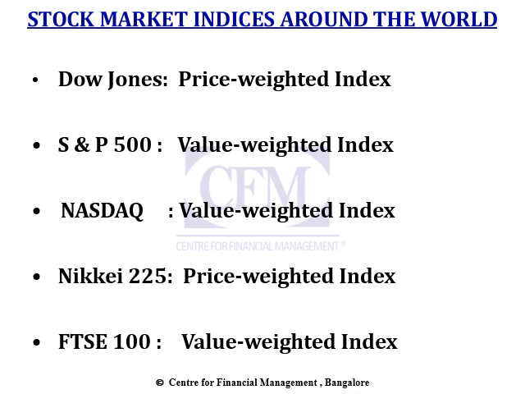The most popular stock market indices around the world are Dow Jones. This is a price weighted index based on 30 stocks. S&P 500. This is a value weighted index. Nasdaq. This is a value weighted index. Nikkei 225. This is a price weighted index. FTSE 100. This is a value weighted index.